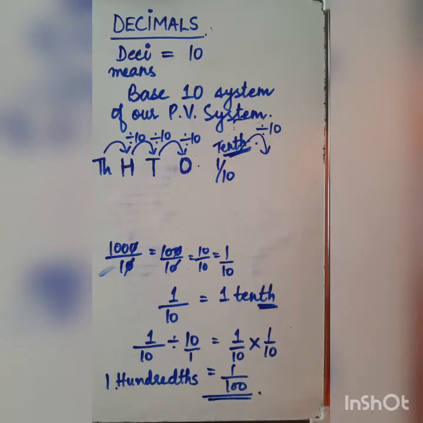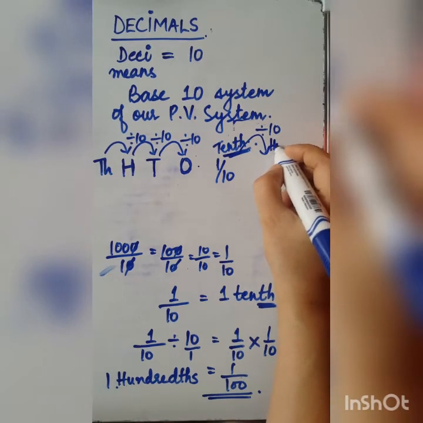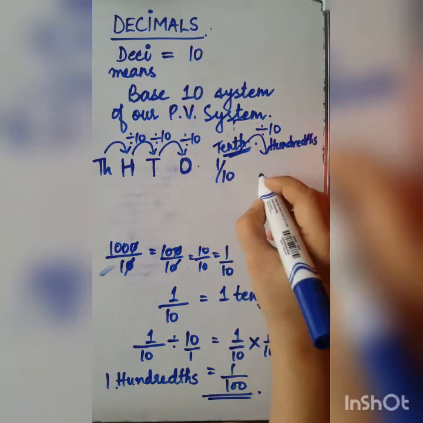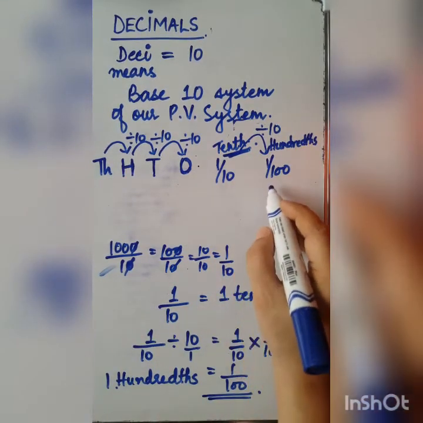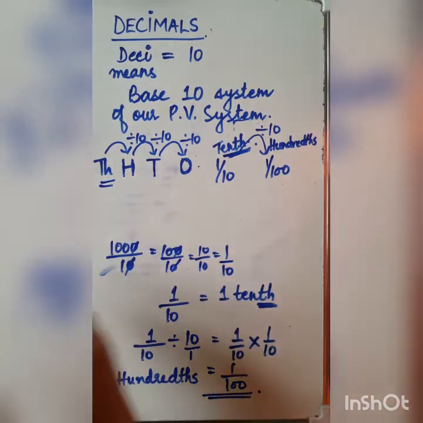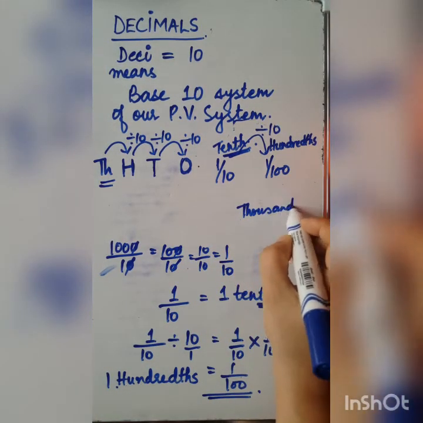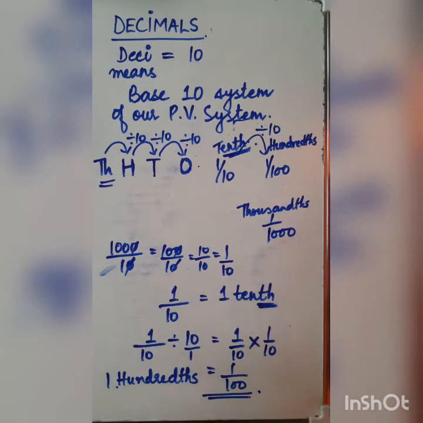1/100. This value is known as the hundredth. So the next place value here is hundredths. That shows 1 by 100. Okay, the next one, as in case of 1000, here it will be thousands. That will represent 1 by 1000 and so on. Now, don't get confused. We will take up the topic one by one.